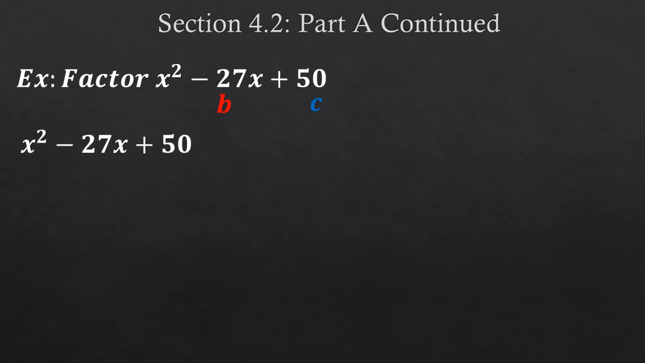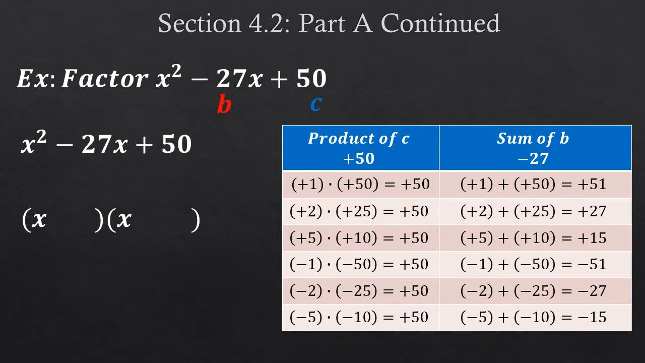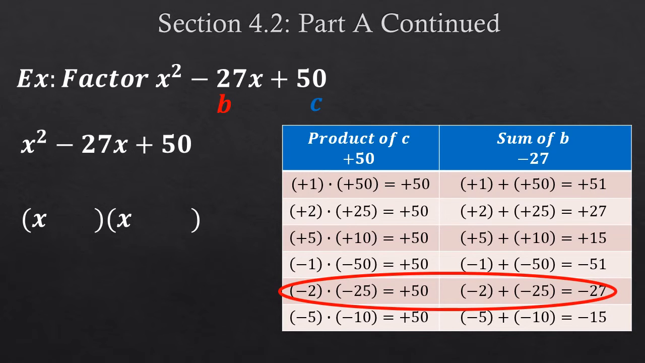Here's another example. This is the BC method once again, so I can go ahead and break down my parentheses. And again, I create a little chart. You don't have to do this if you don't prefer. Some of us can do this mentally, but for those who don't like that way of doing things, you can easily write it out. I've listed the ways of getting a positive 50 when multiplying two numbers, and I've added those same ways together to see which one will give me negative 27. If you take a quick glance, you see the numbers are going to be a negative 2 and a negative 25.